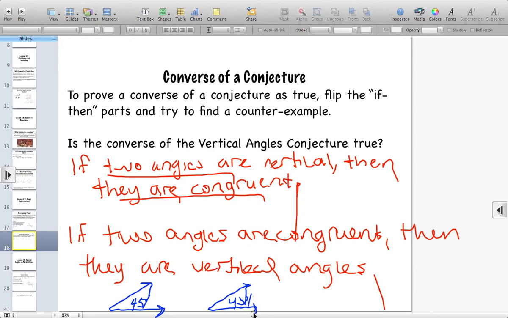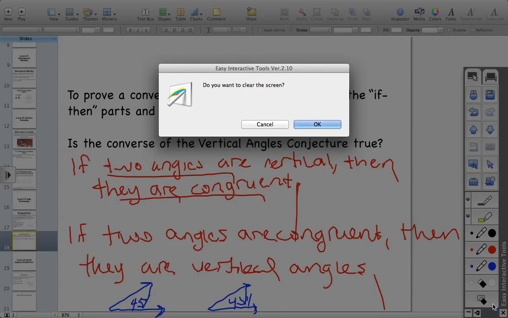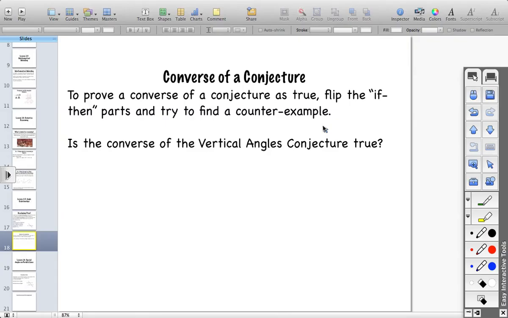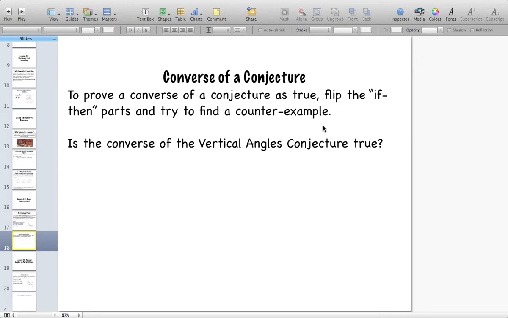So if you're ever asked to prove a conjecture, or the converse of a conjecture, just flip the if-then statements and then determine if it's a true statement or not. That's pretty much it as the main takeaways from lesson 2.5. So be thinking about how those questions could be asked for you on your next quiz or test.